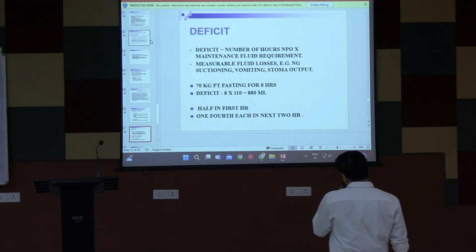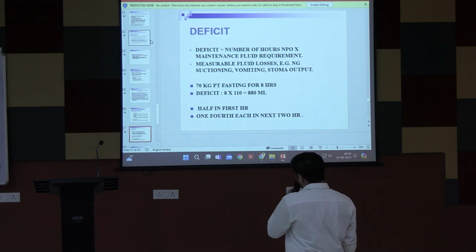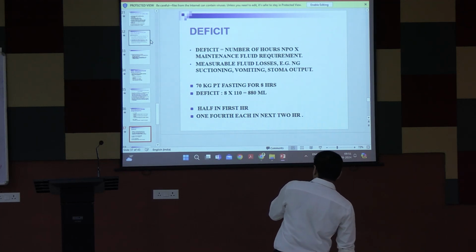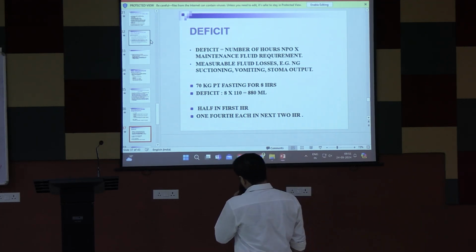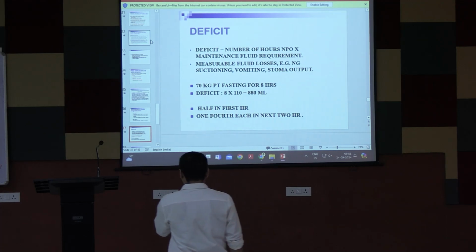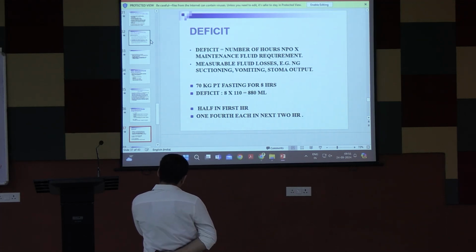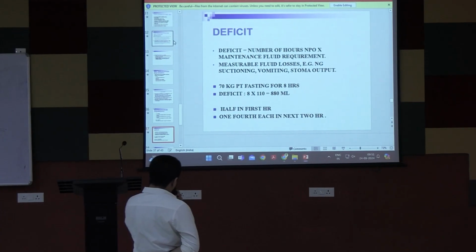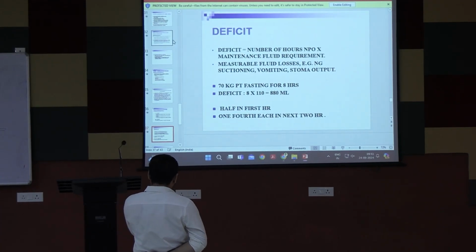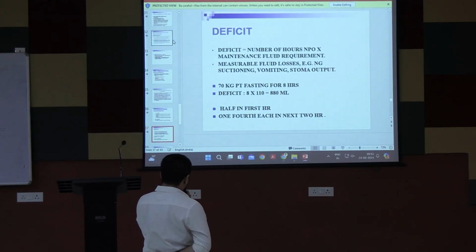Deficit: number of hours NPO into maintenance fluid requirement. Measured fluid losses: for example, NG suctioning, vomiting, stoma outflow. 70 kg patient fasting for 8 hours, then the deficit will be 8 into 110, 880 ml. Then half is given in the first hour, and one quarter in each of the next 2 hours.